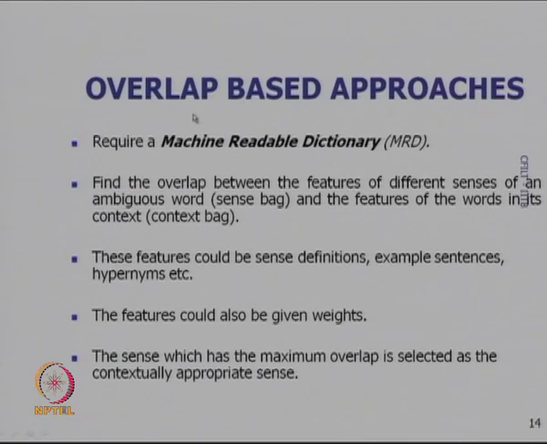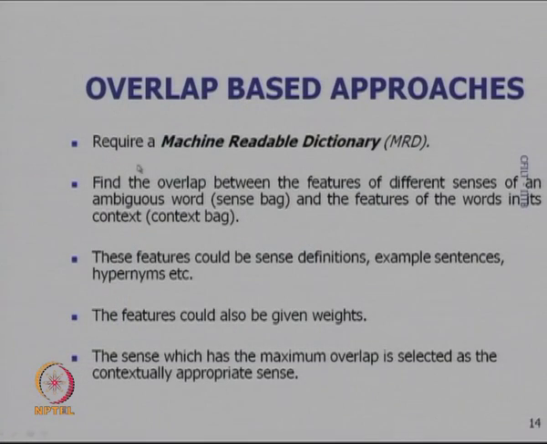Now, we come to another approach which is extremely popular and well known. This is known as overlap based approaches. So, here is an approach which makes the idea of matching between the context words, or the information in the context, and the information in the sense in the WordNet extremely explicit. This is clearly based on the idea of matching.